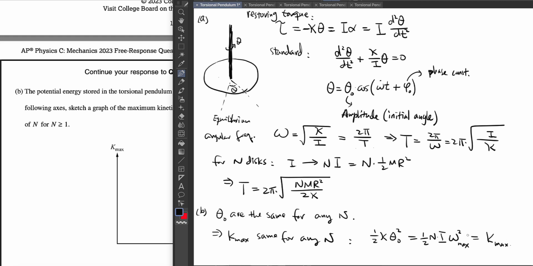Okay, so they're together, right? We have this total kinetic energy of the system, and this should be the same, right? So if you want to draw Kmax as a function of n, they'll be the same. So Kmax versus n here will be just a straight line. It's a flat line, okay? So that's for B.